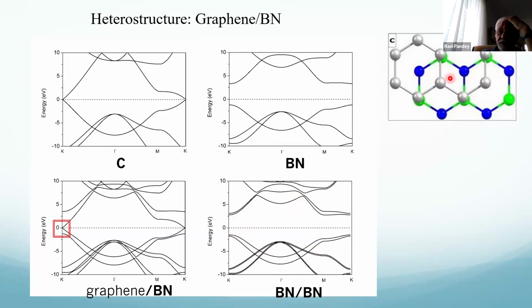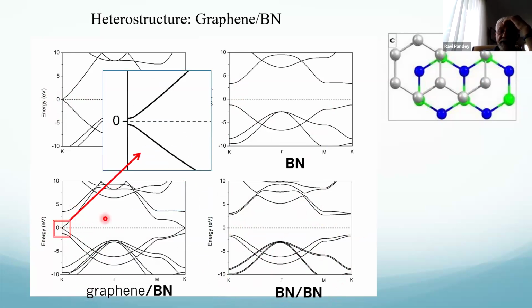And if you look at the heterostructure, what we would like to achieve is opening up the gap at the K point, so we have a graphene boron nitride heterostructure. And you can see here it is more or less similar to graphene. But if you zoom in at the K point, what we find is indeed there is a gap opening, which is about a few millielectron volt.